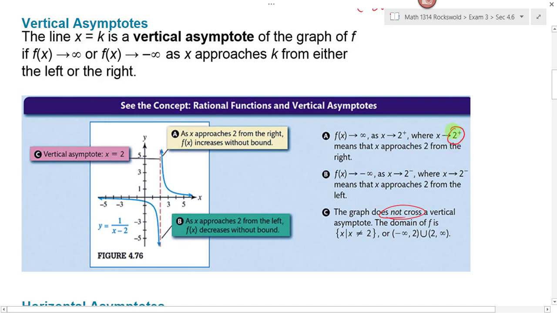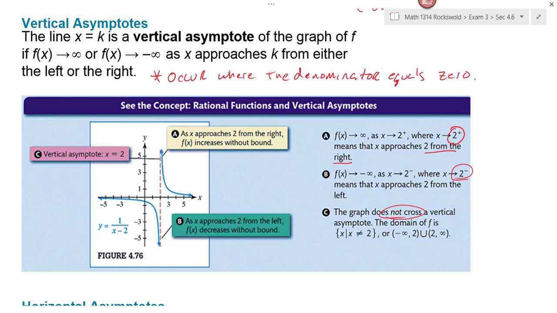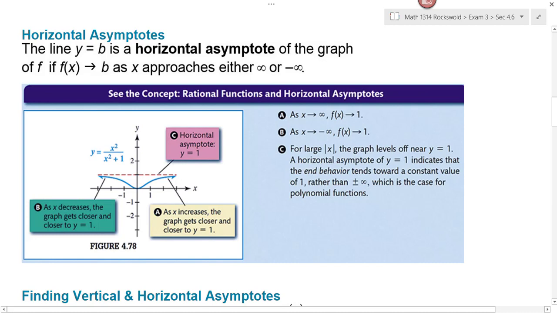This notation means as x approaches 2 from the right. The superscript of plus means that we're approaching 2 from the right. So as we approach 2 from the right, the y's are going off to positive infinity. As x approaches 2 from the left, we go down to negative infinity. This is a vertical asymptote, and vertical asymptotes occur where the denominator equals 0. If I ask you to find a vertical asymptote, all you do is set the denominator equal to 0 and solve for x. Horizontal asymptotes are a little trickier. The line y equals b is a horizontal asymptote of the graph of f if y approaches b as x goes to either positive or negative infinity.